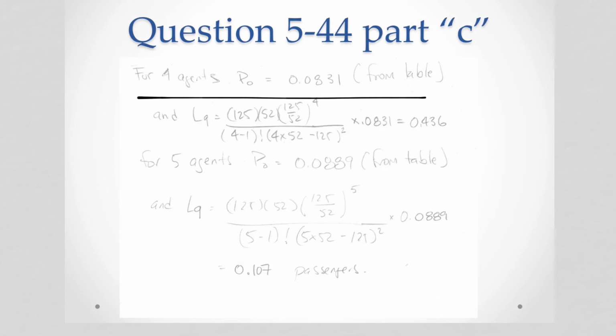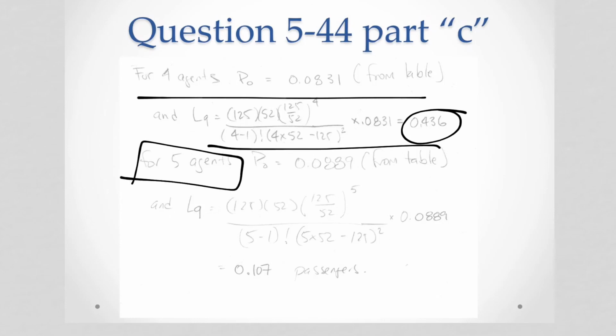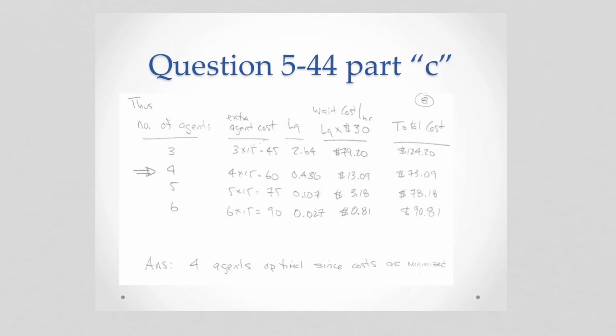So look at this. Here's the number of servers or agents, which is 3, 4, 5, or 6, and so on. Here's our agent cost right here. So agent cost is nothing more than 3 agents times $15 an hour, 4 agents times $15 an hour, 5 times, and so on. So here's our agent cost. Here is our LQ, which we calculated just before using the P0 and using the formula for LQ for a multi-server, which is either 3, 4, 5, or so on.